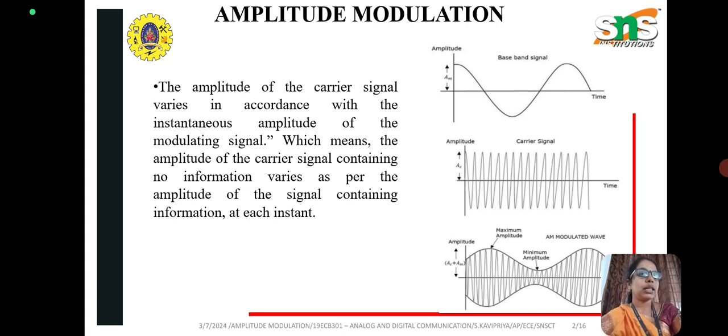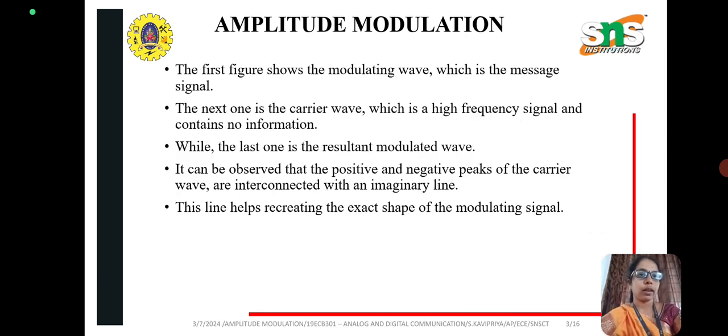The baseband signal is the one which contains the information, whereas the carrier signal is a high frequency signal that does not contain any information. So what we have seen in the previous diagram is, first, a modulating signal, next a carrier, and third a modulated wave. The modulated wave is a combination of the input signal and the carrier signal.